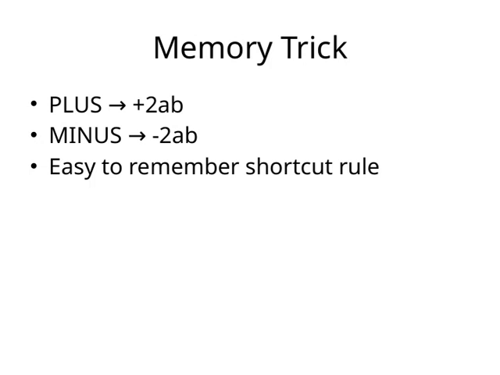When you see a plus sign, think of it as adding two obs, so it becomes plus 2ab. Similarly, a minus sign means subtracting two obs, which gives you minus 2ab. This might seem simple, but it's actually a really handy shortcut.